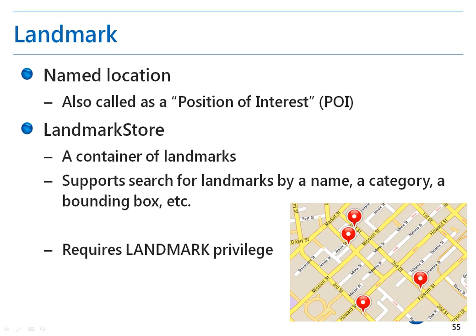In this lecture, I'll introduce the Landmark class. The Landmark APIs belong to the Landmark Privilege Group. Landmark here refers to a named location, that is, a position of interest. A landmark store can be regarded as a landmark database. Therefore, functions to search for a landmark with name, category, or bounding box are all provided. Now, let's have a look at the Landmark class in more detail.